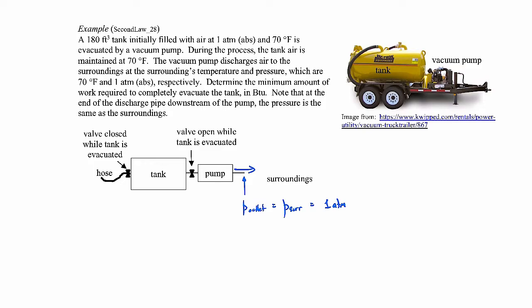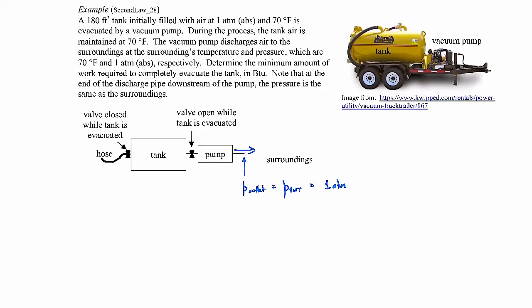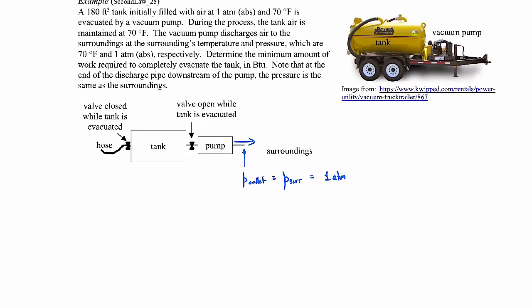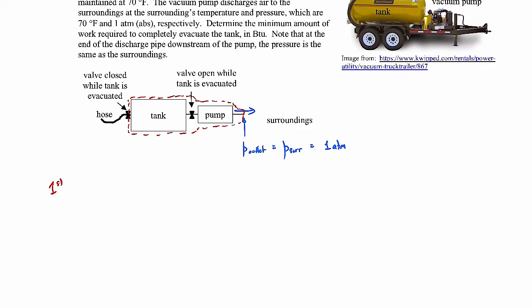Okay, so to find the minimum amount of work, the first thing that comes to my mind is to use the first law, because the first law involves work. So let's go ahead and try and apply the first law, and we need to apply it to some control volume. So the control volume I'll choose will be one that surrounds the tank and the pump, and it goes all the way to the outlet pipe. Okay, so we'll apply the first law to that control volume.